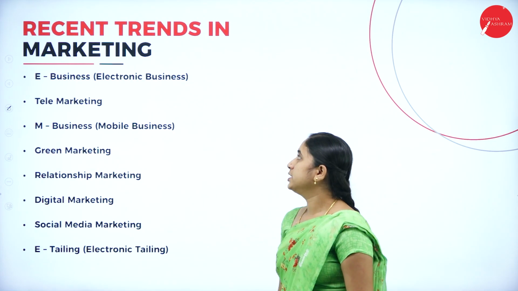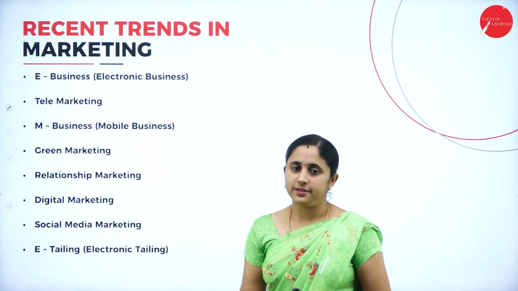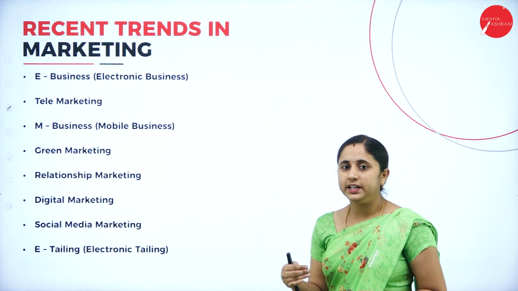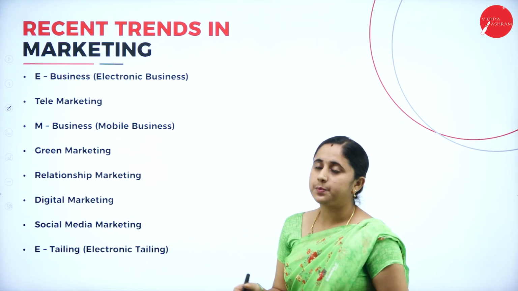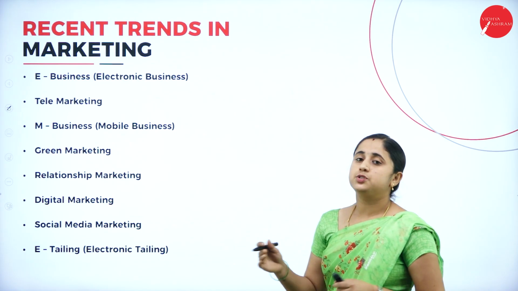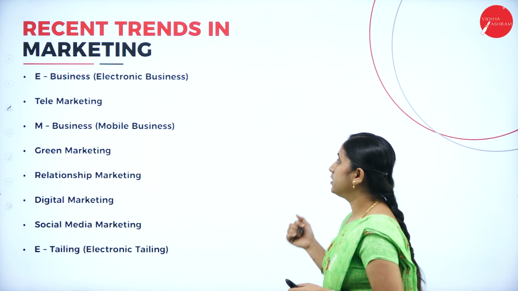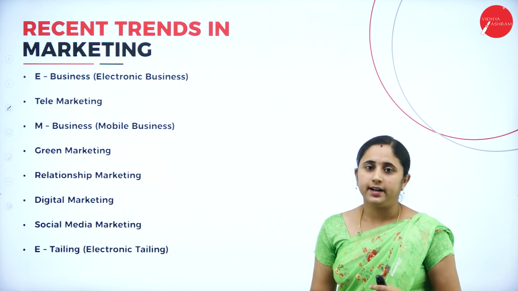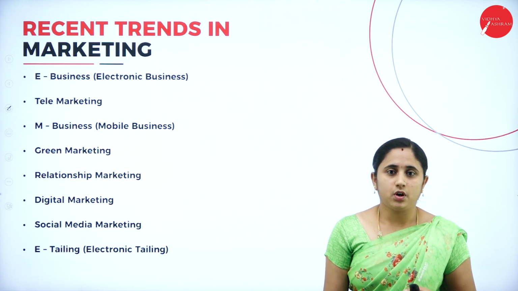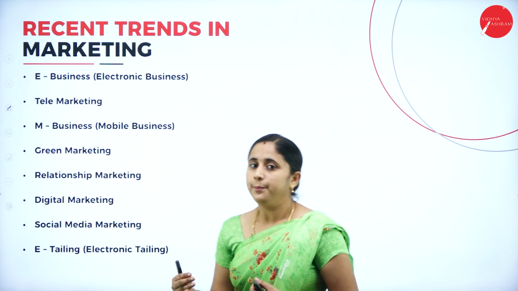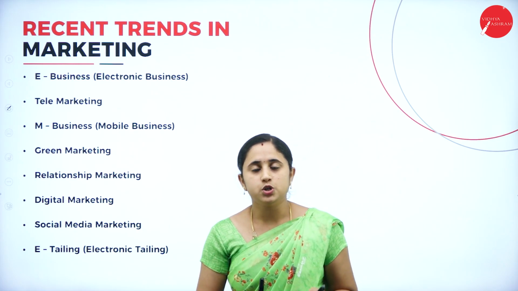First, electronic business. E-business refers to buying and selling activity done through the internet. E-business is electronic business. All the marketing activity takes place through the internet. That means you can buy and sell any product or services through the internet. The best example for e-business is Amazon. You can buy and sell the product from Amazon, and they provide services also.